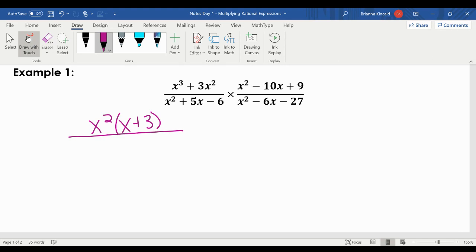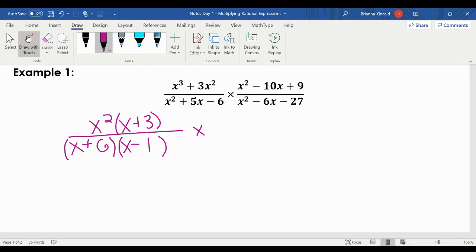In the denominator, I have a trinomial. It's going to factor to two binomials because the first term is x squared. X needs to go in both of them. You are multiplying to a negative number, so that tells you that your signs have to be different. One with a plus, one with a minus. The way that we multiply to negative 6 and add to positive 5, positive 6 and negative 1.